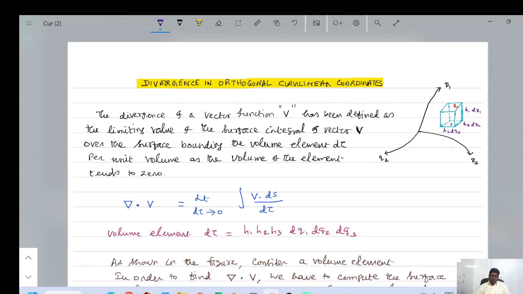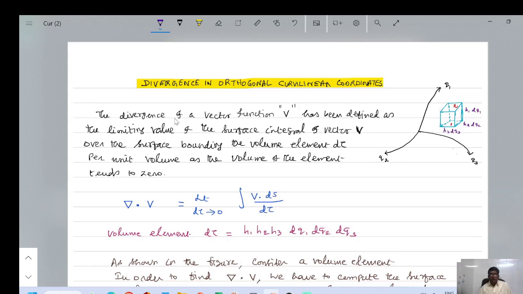In this presentation, we have to talk about divergence of a function in terms of orthogonal curvilinear coordinates. You know the term divergence. Divergence of a vector points out the amount of flux coming out of a system per unit volume. Therefore, div of a vector is equal to v dot ds, flux coming out of the system per unit volume. d tau is the volume.